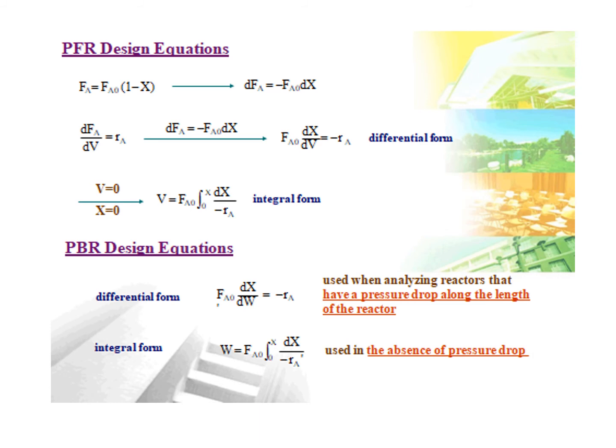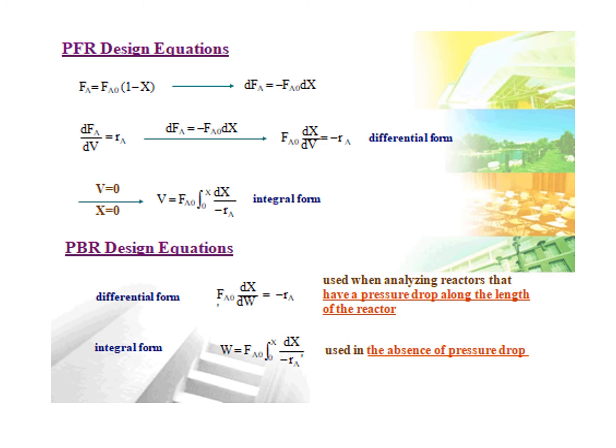In the PFR design equation, you all see the design formula based on the flow rate of A, that is FA equals FA0 times (1 minus X), whose differential form is dFA equals minus FA0 dX. So in the modified differential form, we find dFA with respect to change of volume is equal to RA.